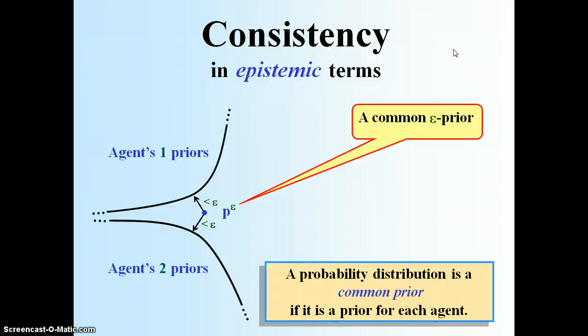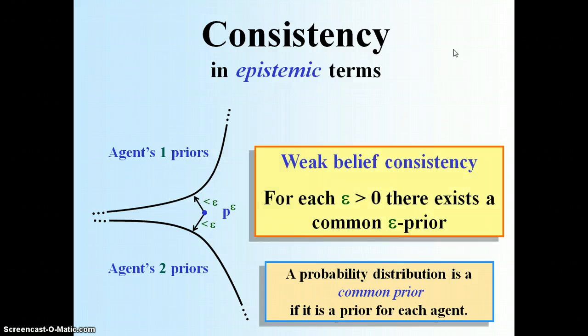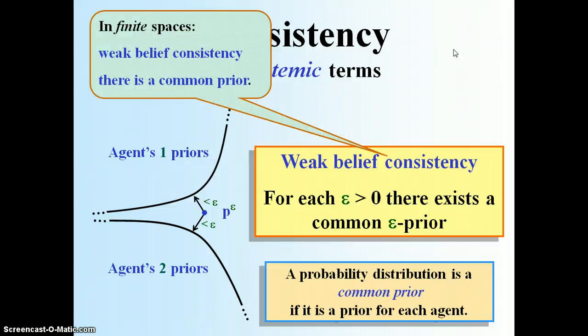We now describe the fact that the two sets are arbitrarily close in terms of common epsilon priors. We say that weak belief consistency holds if for each positive epsilon there exists a common epsilon prior. Again, for finite spaces, weak belief consistency means nothing more than the existence of a common prior, because if the sets are arbitrarily close, since they are compact, there must also be a point which is common to both of them, which is of course a common prior.